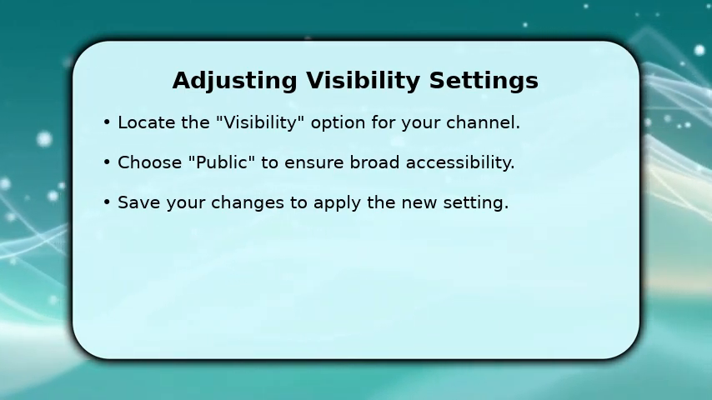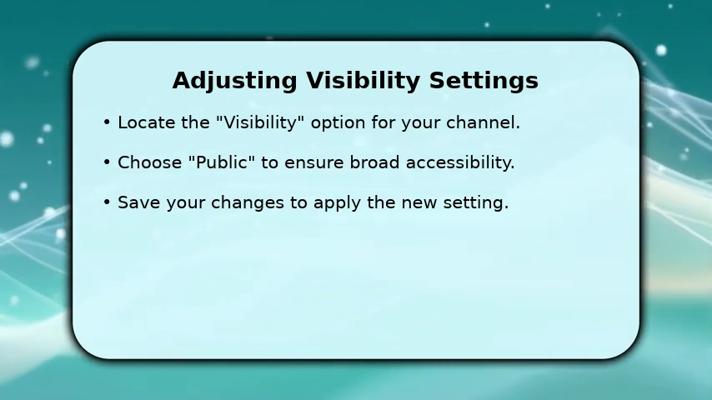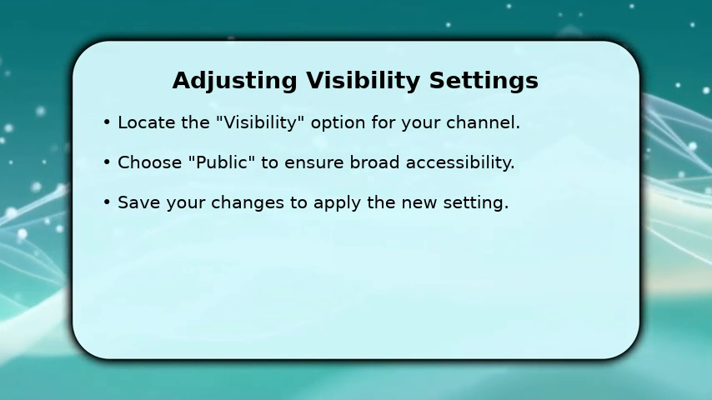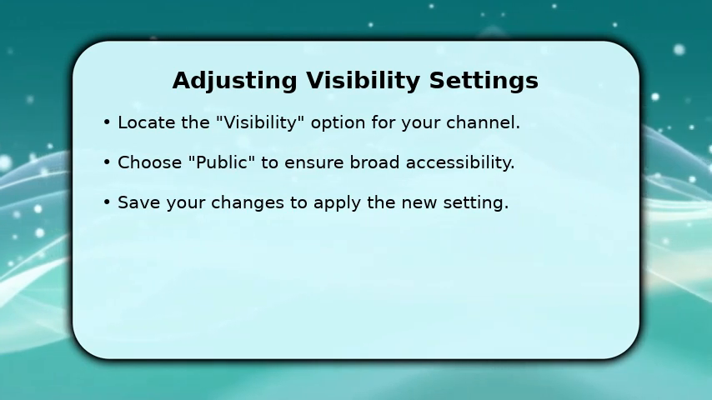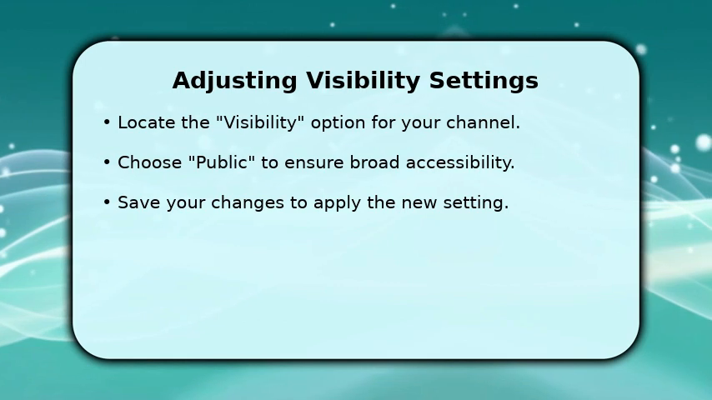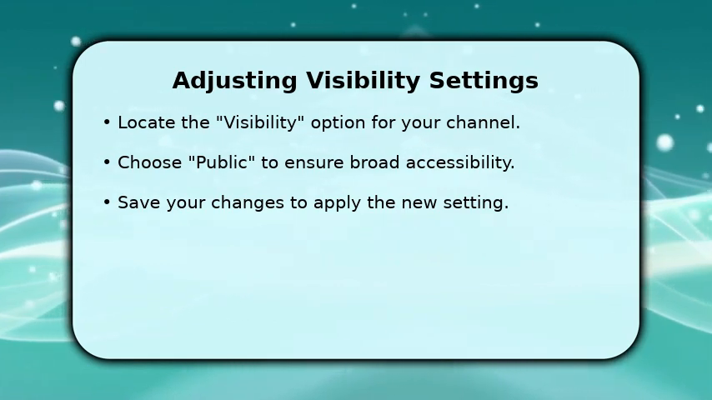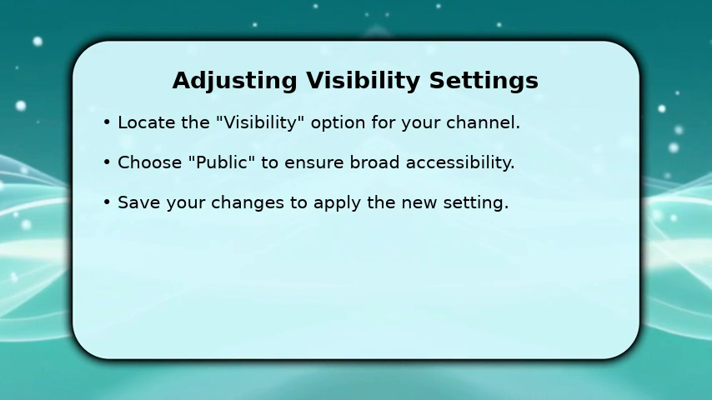To make your channel accessible to everyone, select the public option from the available choices. After making this selection, it's vital to click the Publish button, usually found in the top right corner. This action saves your changes and applies the public setting to your channel.